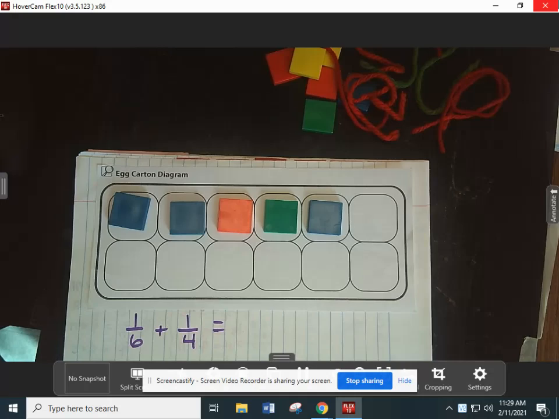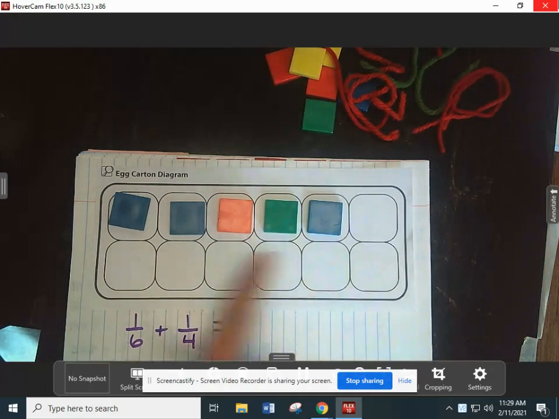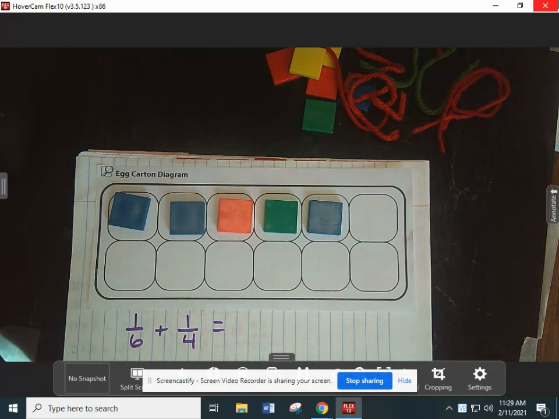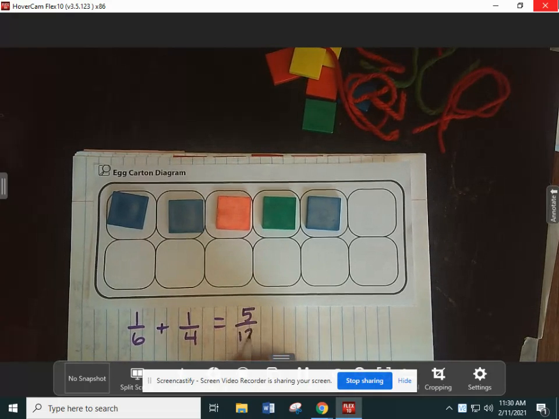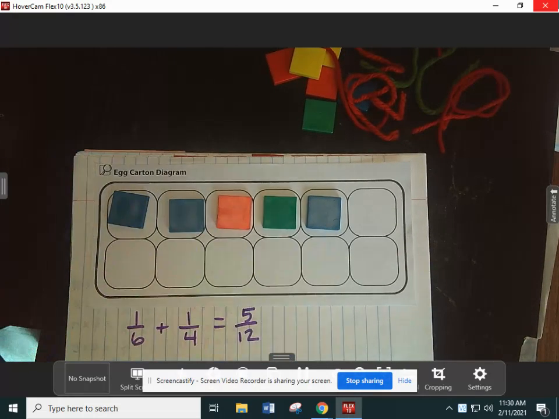Jacob, how many eggs do I have up there? How many eggs are in my carton? How many eggs could be in my carton? Okay, so Jacob shows me 12. So I now have 5/12. Look at the denominators. Which are the denominators? The top part or the bottom part of the fraction? Yes, ma'am. The bottom.